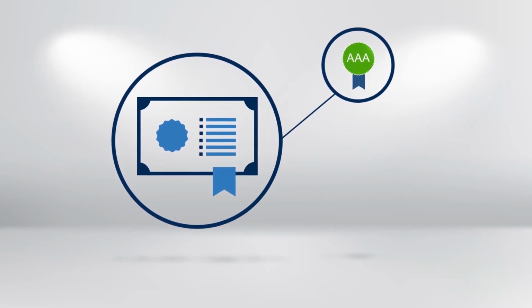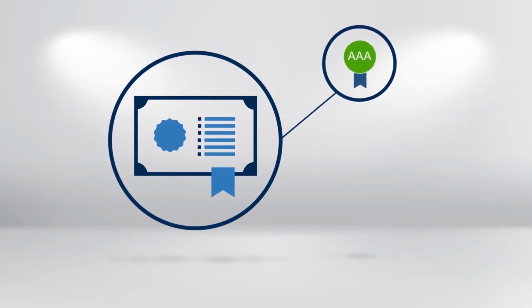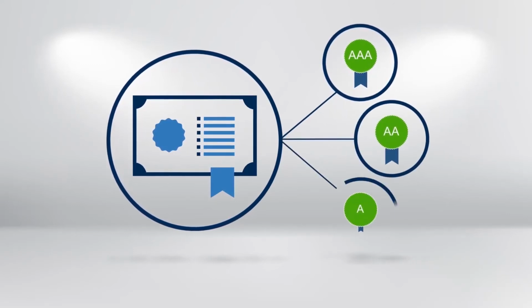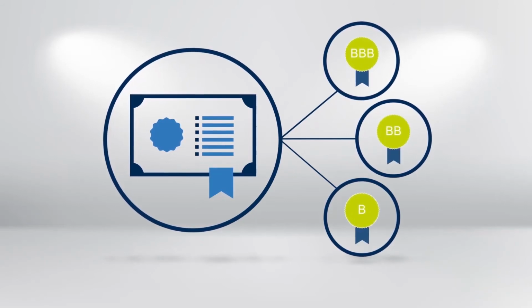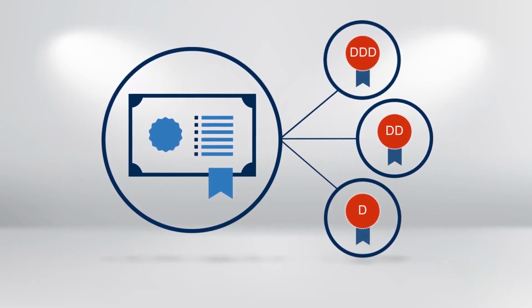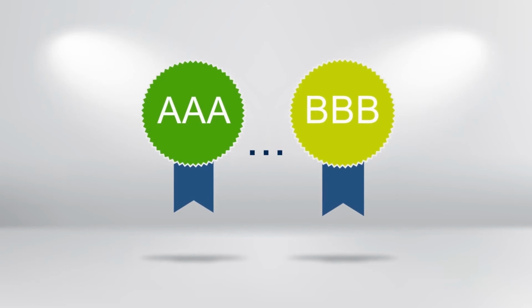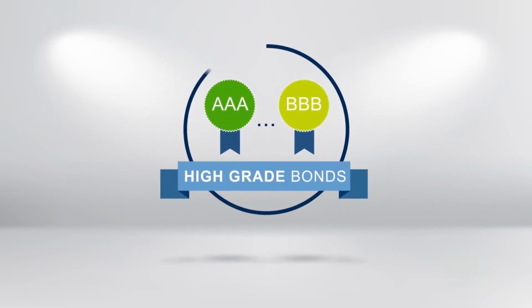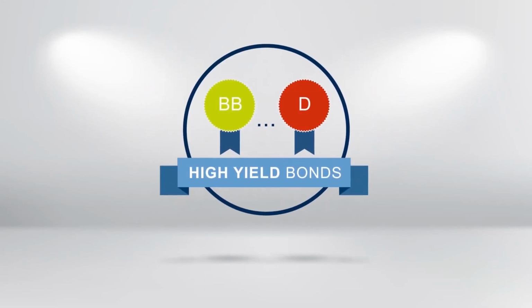As the credit risk of an issuer increases, the credit ratings decrease, falling to AA, then A, then BBB, then BB, and so on, down to a single D. The bond market considers that bonds rated AAA down to BBB are high-grade bonds. Bonds rated BB and below are considered high-yield bonds.